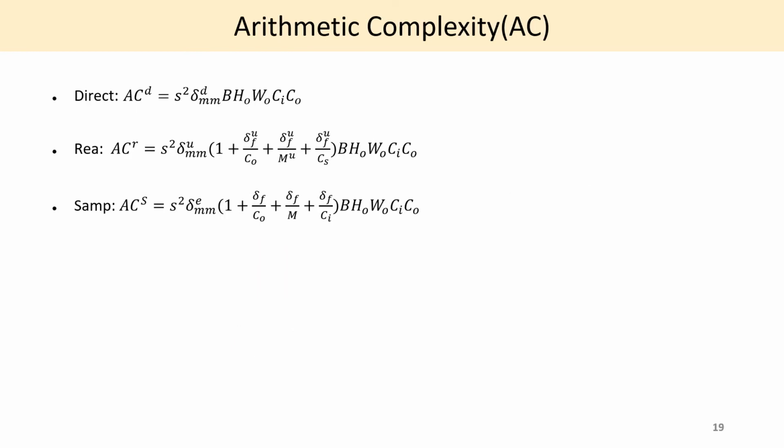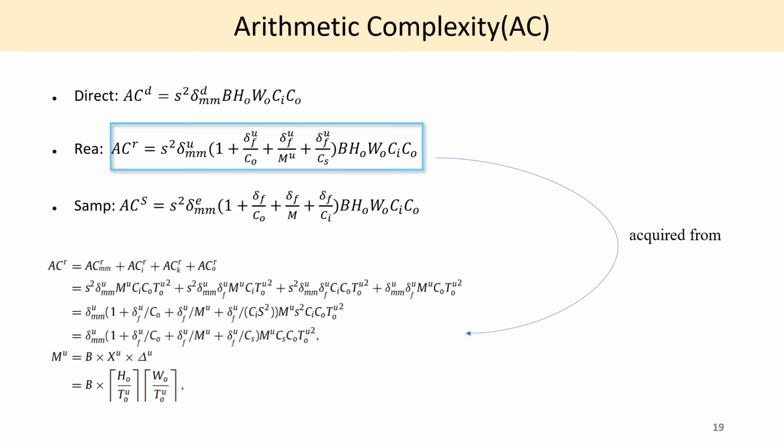Besides designing these two methods, we also analyze the arithmetic complexities of these two methods and compare with the DILAT method. The arithmetic complexities of DILAT, the arrangement, and sampling-based methods for strategic convolutions can be obtained from these 3 formulas. And the formulas of the arrangement-based method can be acquired from the following calculation. The process of obtaining these complexities can be found in our paper.